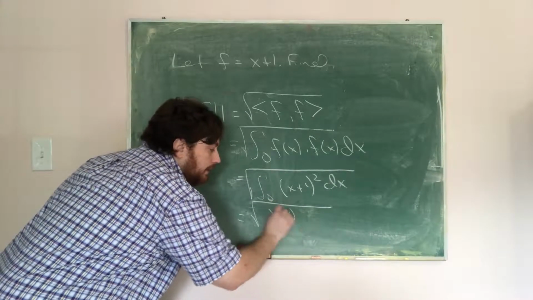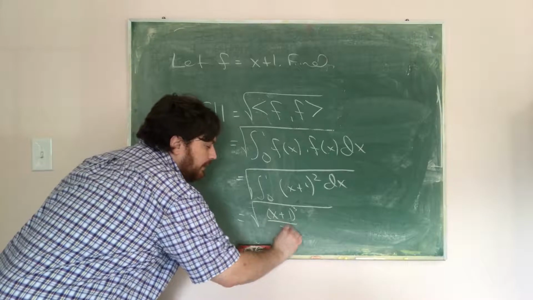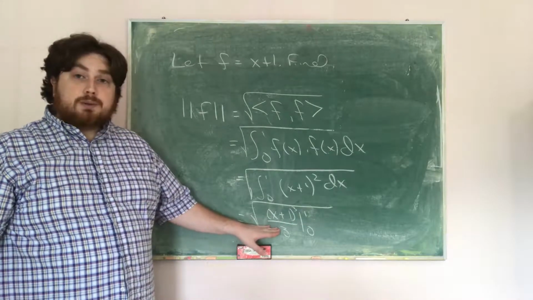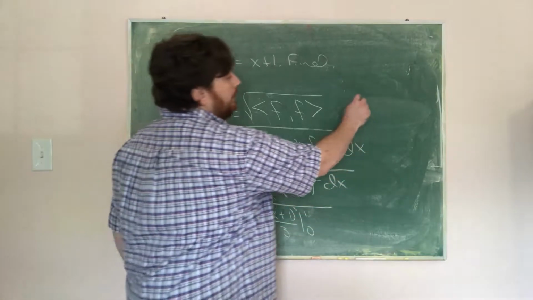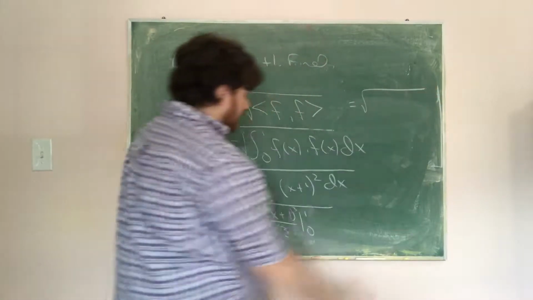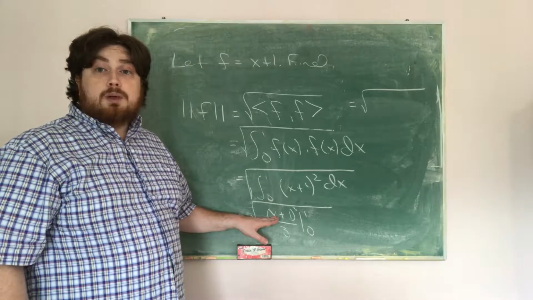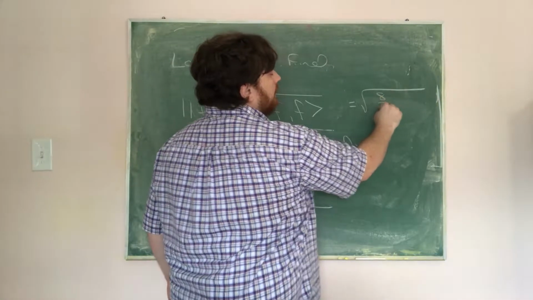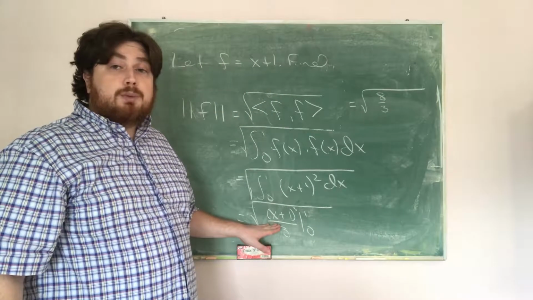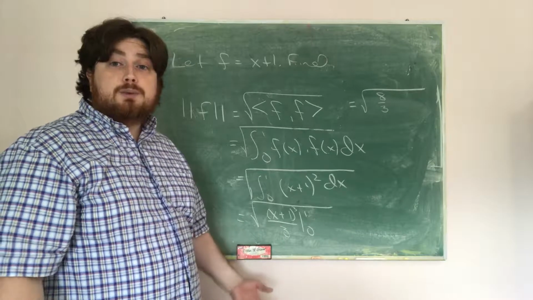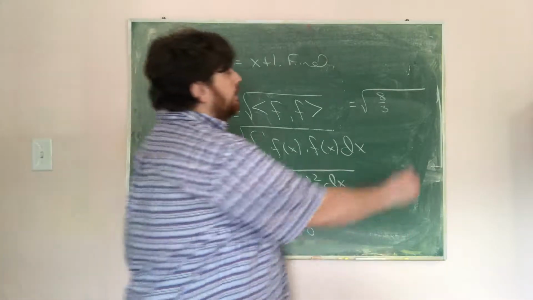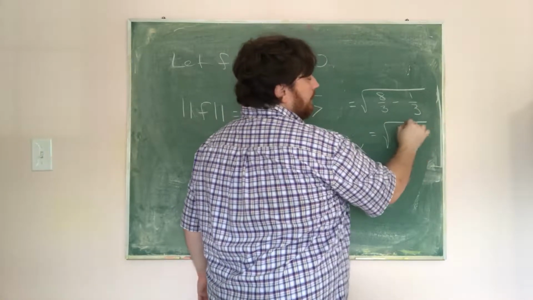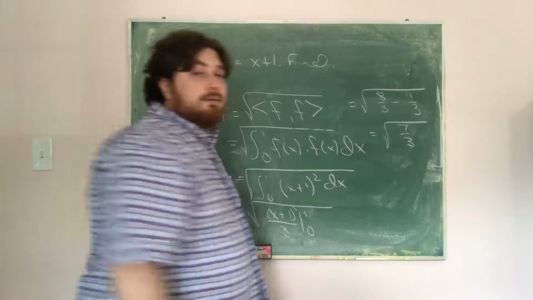(x plus 1) cubed divided by 3, and we evaluate from 0 to 1, and again we take the square root of the whole thing. If we plug 1 in, we get 1 plus 1 is 2, cubed is 8, so we get 8 thirds, and then we subtract off what we get if we plug 0 in. That's 0 plus 1 cubed is 1, over 3 is 1/3. So what we end up with is that the norm of f is the square root of 7/3.